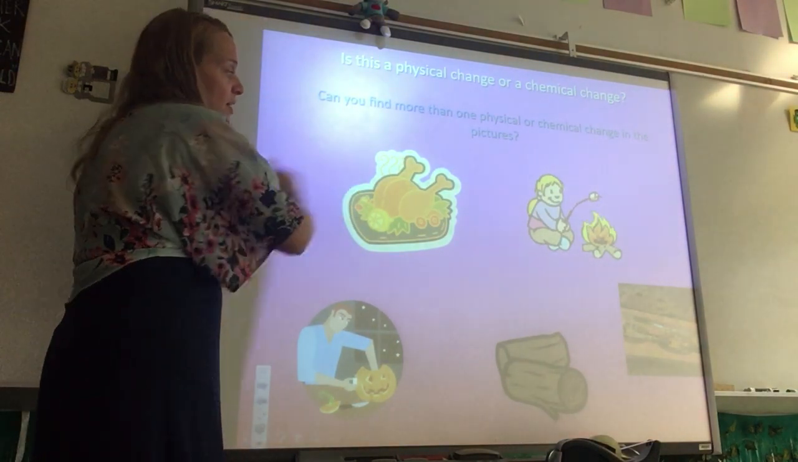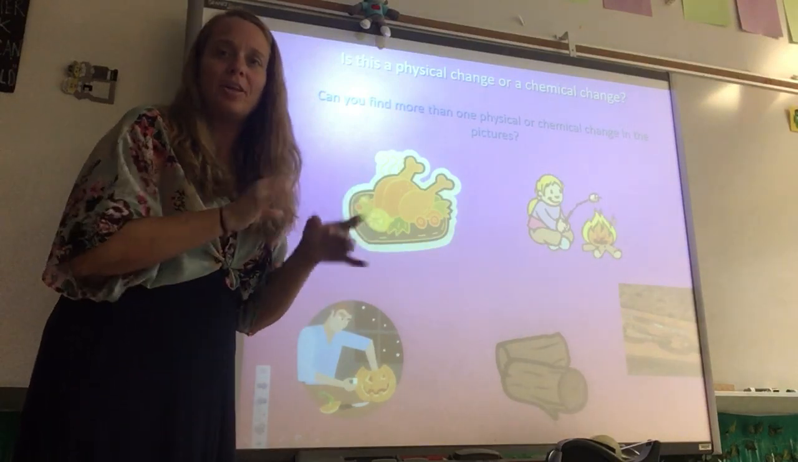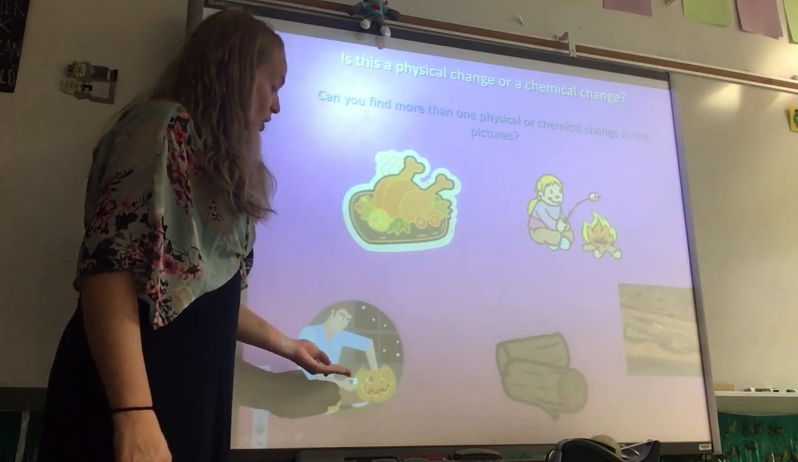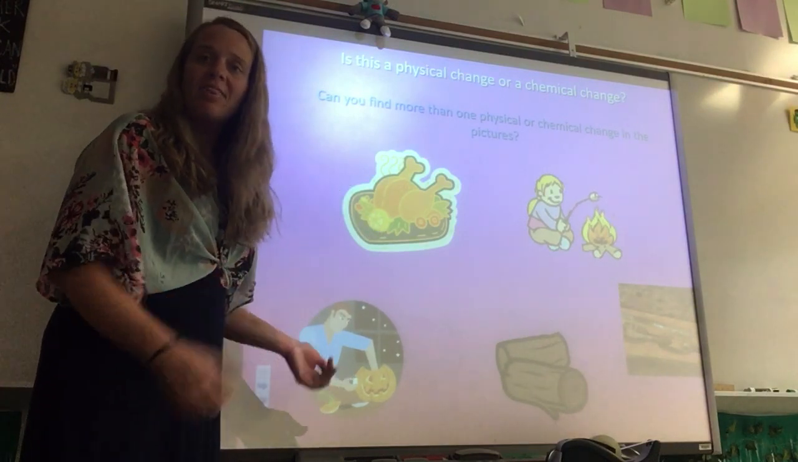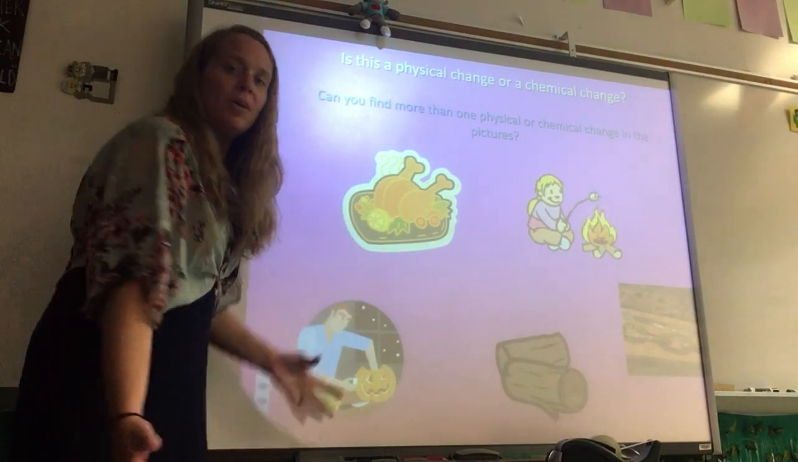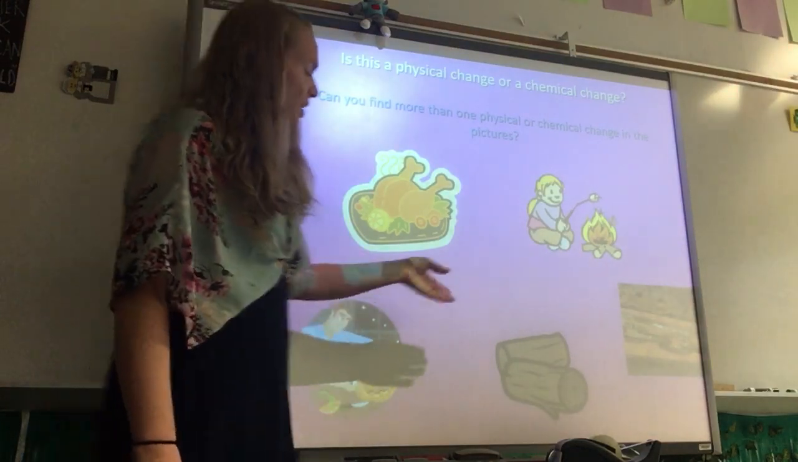Okay? Cooking a turkey. Can you go back and say, oh, I wish it was still the turkey that I saw on the farm? No. So that's a chemical change. Carving a pumpkin, making a jack-o'-lantern, that is going to be a physical change. If you had all the time in the world, you could put all that gunk back in there and fix it back up. Nothing new was produced.